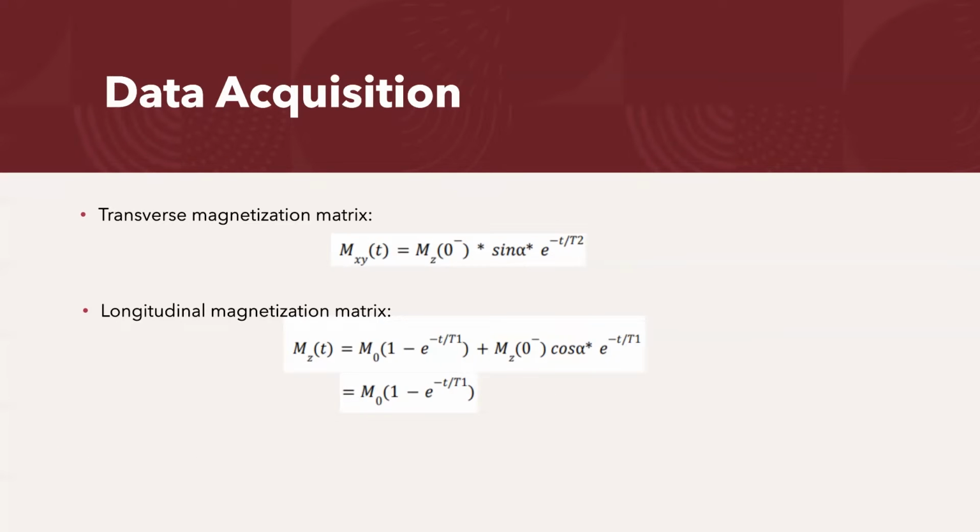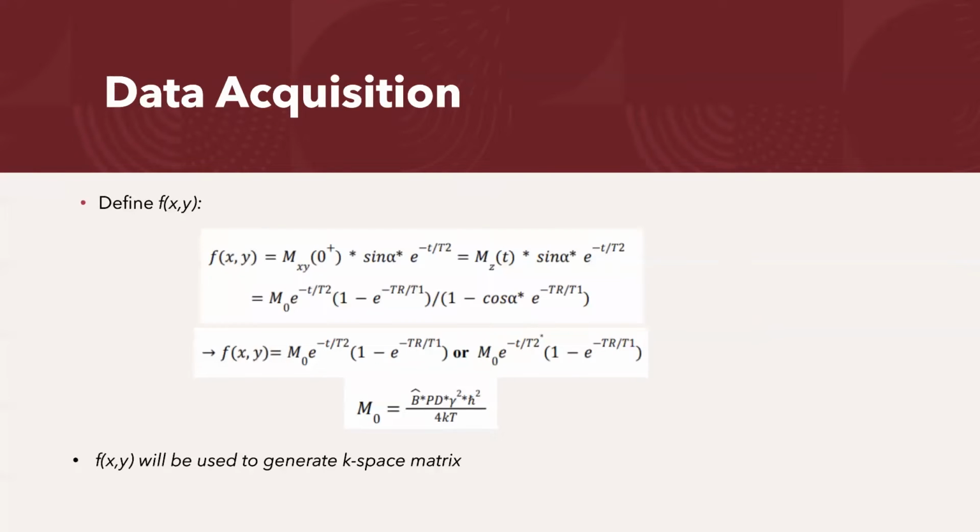In order to acquire data, first we need to acquire a magnetization matrix. The first is the transverse magnetization matrix, and the second one is the longitudinal magnetization matrix. The formulas for these matrices can be seen. Then we define a function f of x, y from these matrices, which we use to generate the K-space matrix. Here, M0 is our initial magnetization matrix.